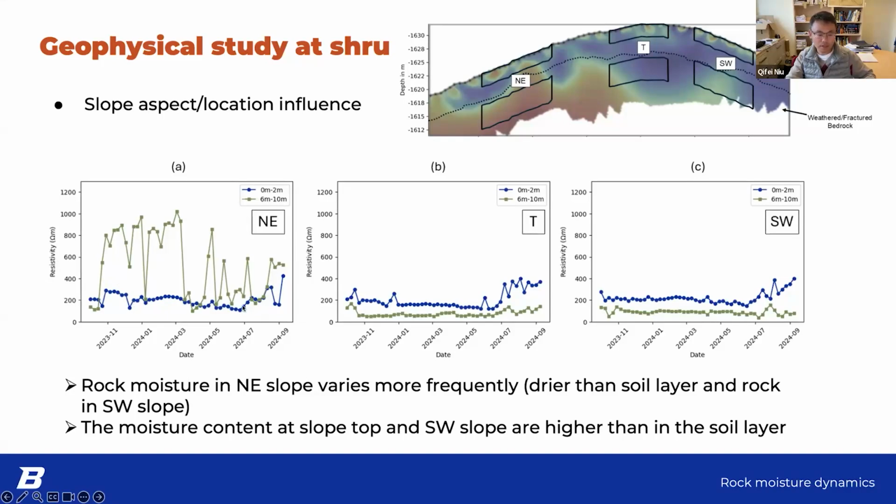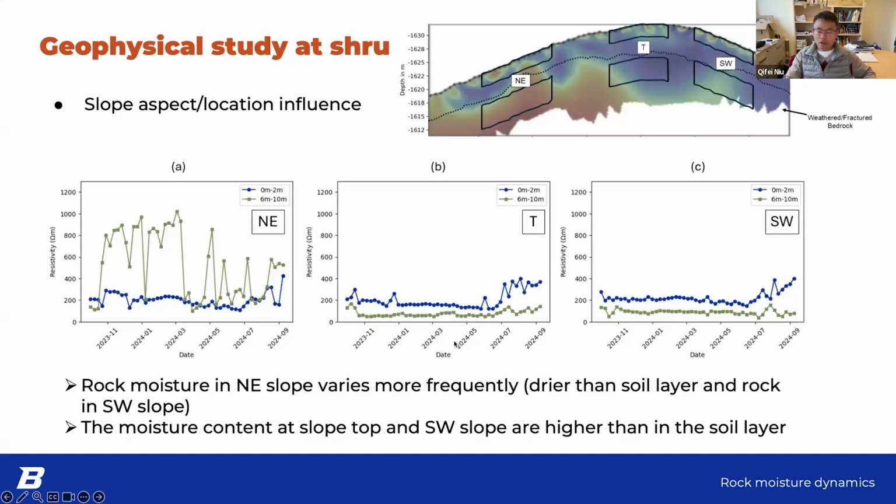And then you can see in this one, rock moisture in the northeast slope varies more frequently. Sometimes the resistivity value is even lower than soil resistivity, but sometimes it goes very high. That means it's very dry, and then it can be very wet, and then very dry. It changes. It's quite different from the other two locations. For example, at the slope top, your rock resistivity is always lower than the soil resistivity. At the southwest slope, the rock resistivity is always lower than the soil resistivity. But on the northeast slope, it's quite different.